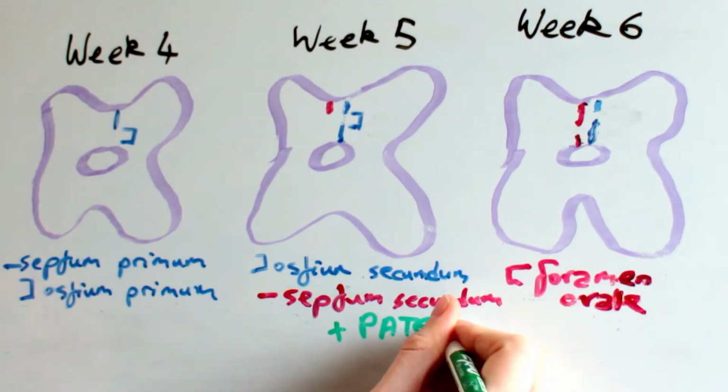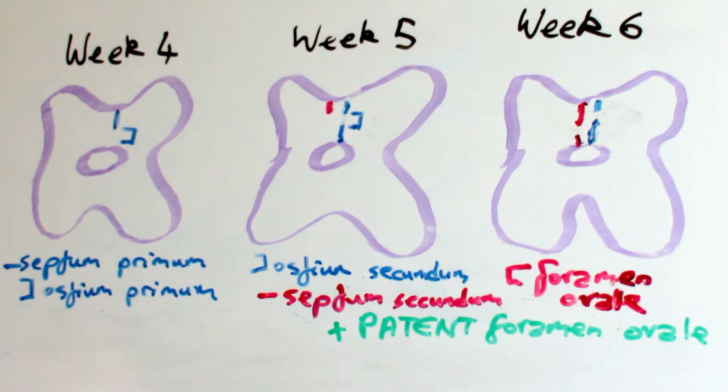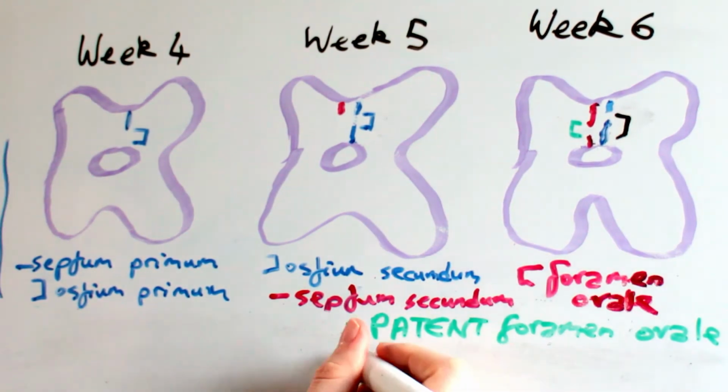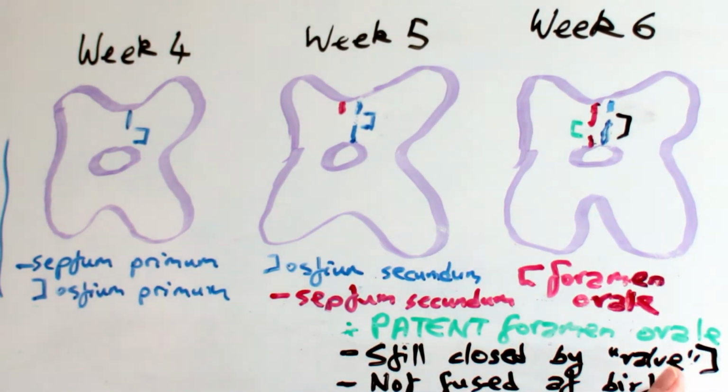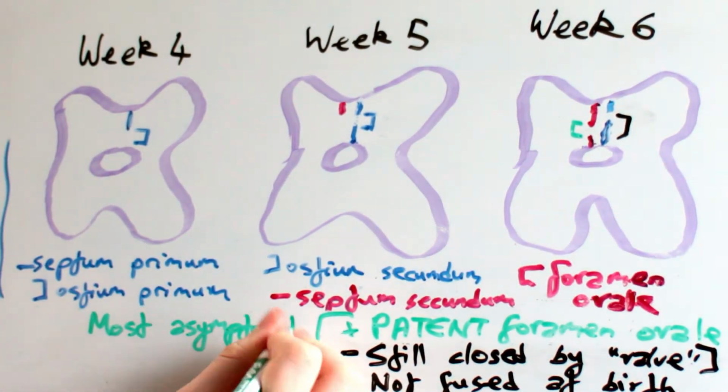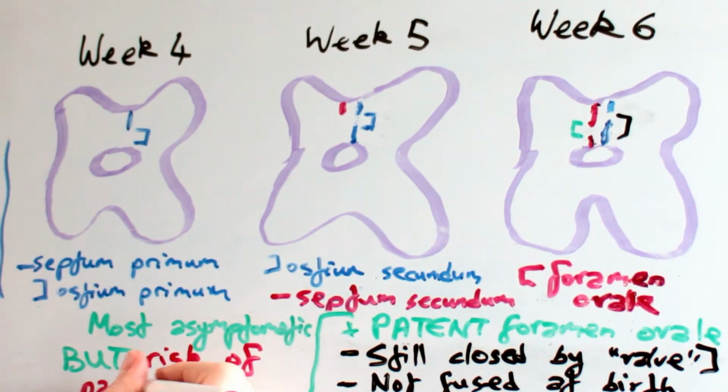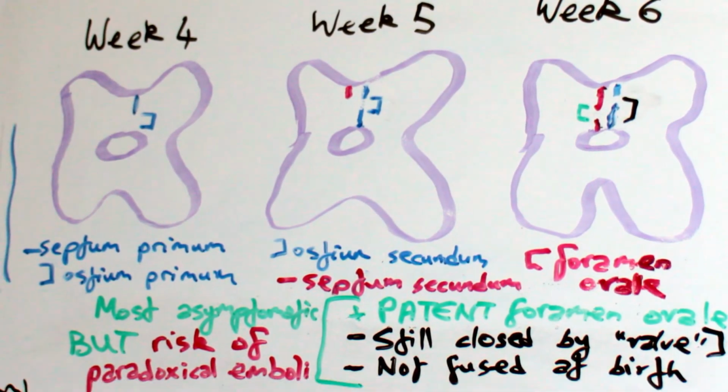Finally, we will mention patent foramen ovale. This is when the foramen ovale stays open after birth. It is still closed over by this valve, it's just not fused, and most of these are asymptomatic, yet there is a risk of what we call paradoxical emboli.